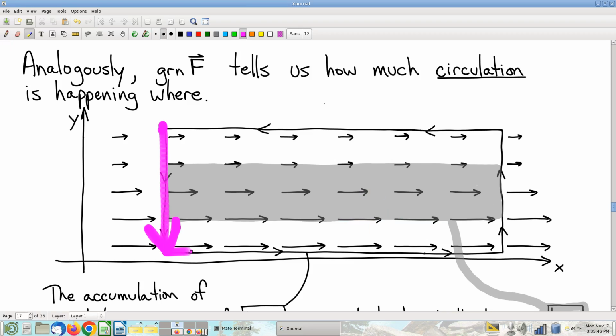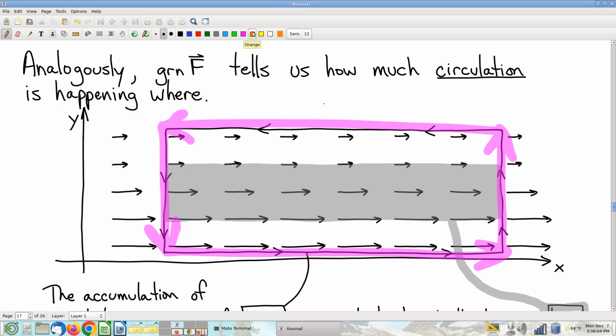Now again, we measure circulation on the boundary. Sure, right, fine. But we know the circulation's happening in the interior. Where in the interior is the circulation happening? Okay, well, let's think it through.